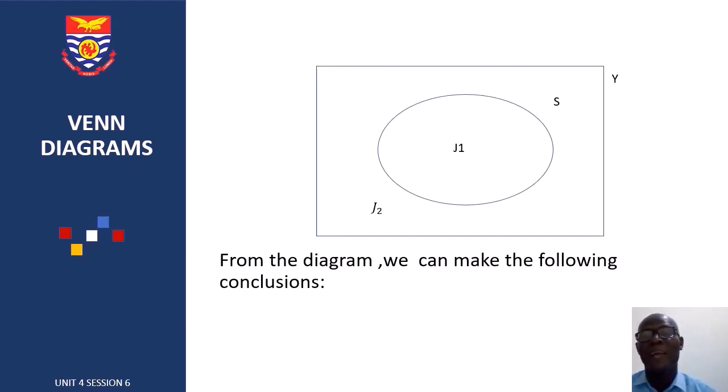If Jane is a young person, then Jane has two positions within the rectangle. Jane can be within the circle or outside the circle, but within the rectangle. Now, based on that, we can draw two conclusions. So let's look at the conclusions in the next slide.